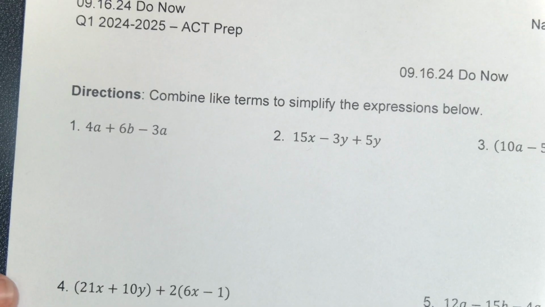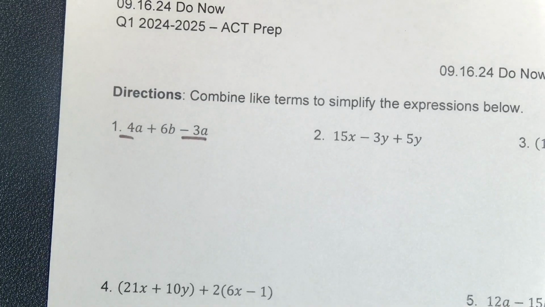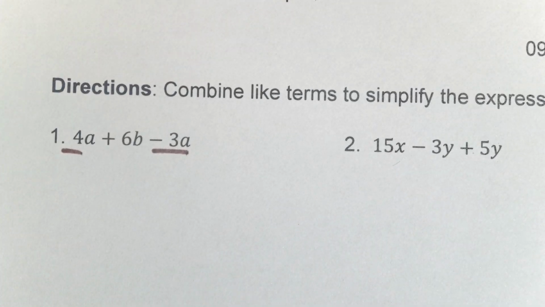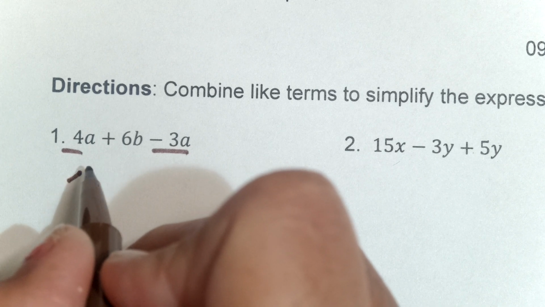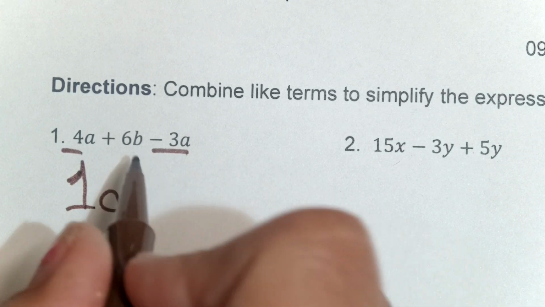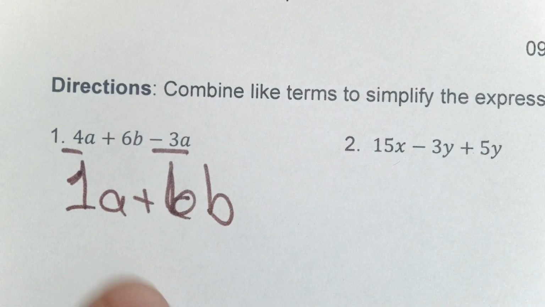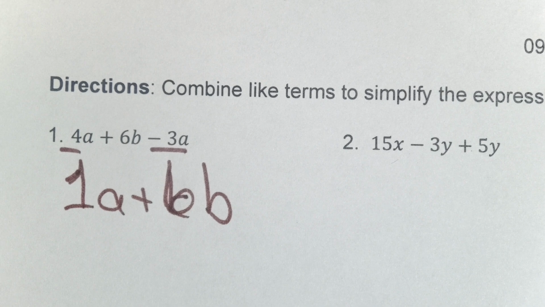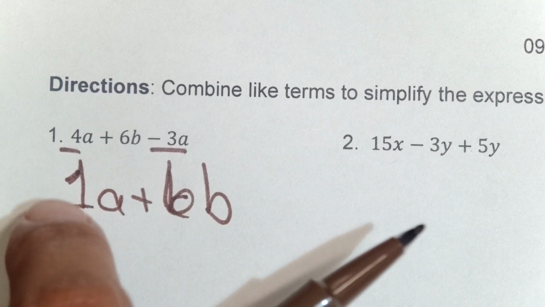What are my like terms for number 1? 4a and negative 3a. Which means I need to do what? 4 minus 3. What's that give me? 1a. Plus 6b. Yes.